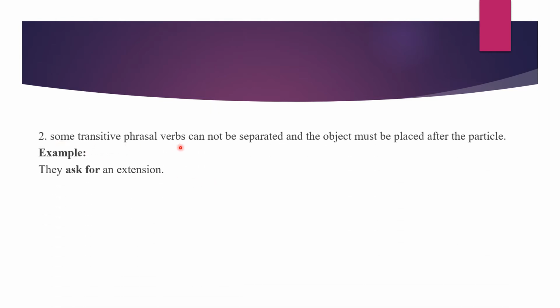Some transitive phrasal verbs cannot be separated, and the object must be placed after the particle. For example, they asked for an extension. Over here, ask for is a phrasal verb which means to request. So if we separate these two parts, it will not make any sense. So let's say, they ask an extension for. You see, it doesn't make any sense. So we cannot separate these two parts.